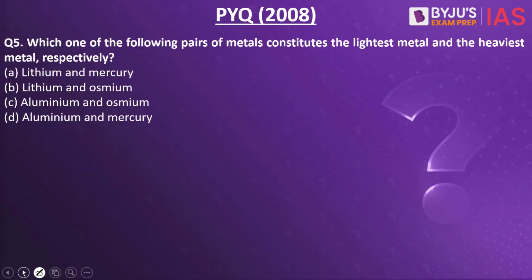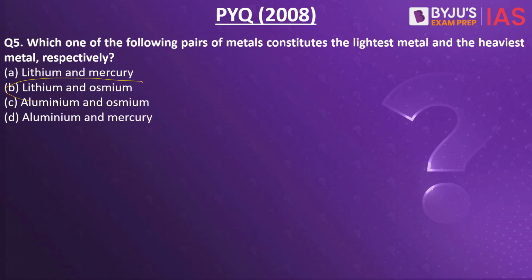Now let's look into the next practice question. Which one of the following pairs of metals constitutes the lightest metal and the heaviest metal respectively? Lithium and mercury, lithium and osmium, aluminium and osmium, aluminium and mercury.